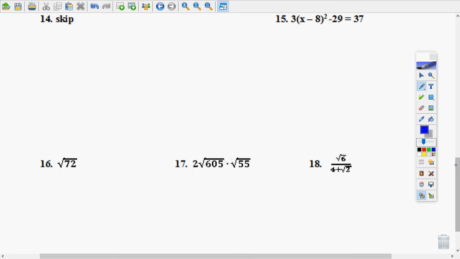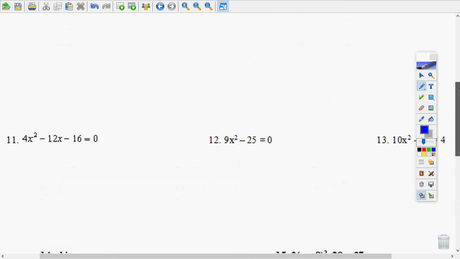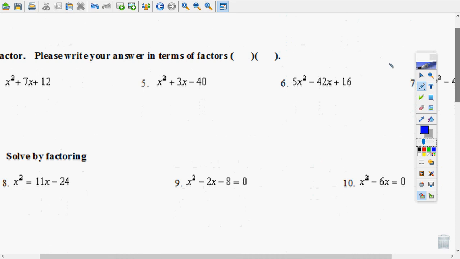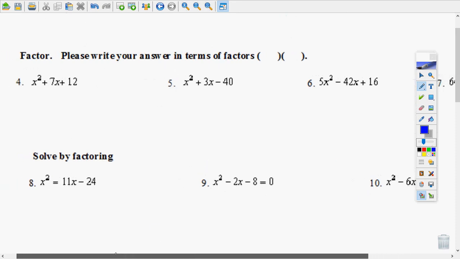All right, so let's look at the back of the page. So let's start with number 4.